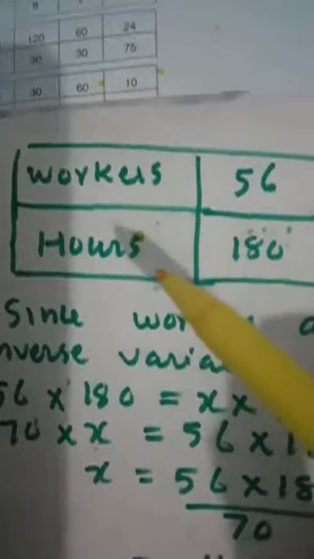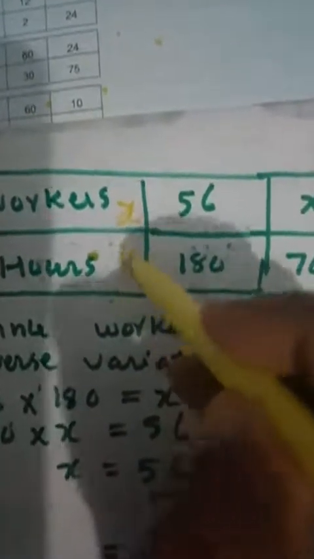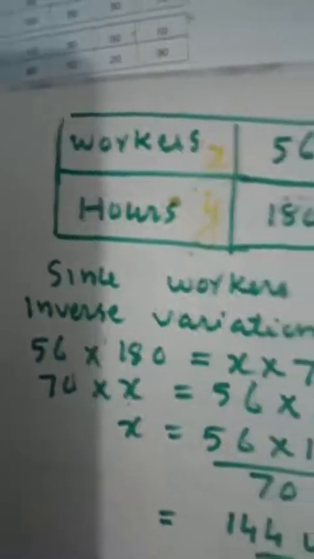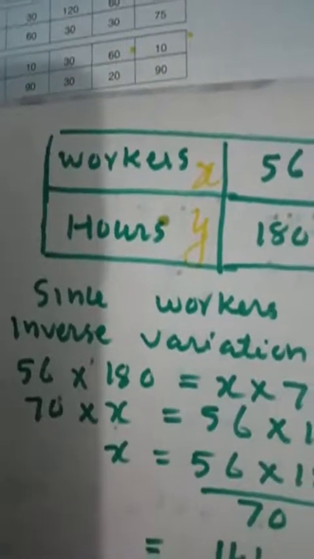See, two columns, workers, hours. 56 workers, 180 hours. X and Y. 56 workers, 180 hours, and 70 hours. They want to finish it within 70 hours, and we want to find the number of workers. So put it as X. We don't know. Now write, since workers and hours are in inverse variation. To complete a work, number of workers are increasing, then hours is decreasing.